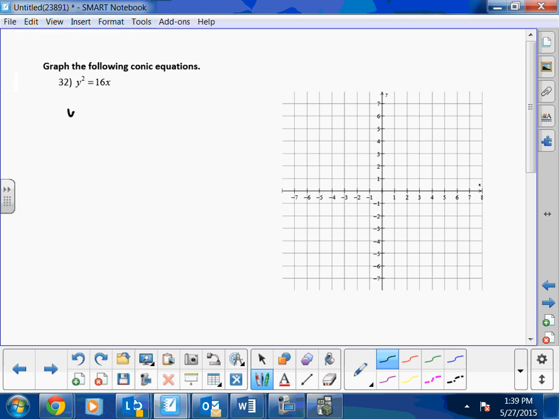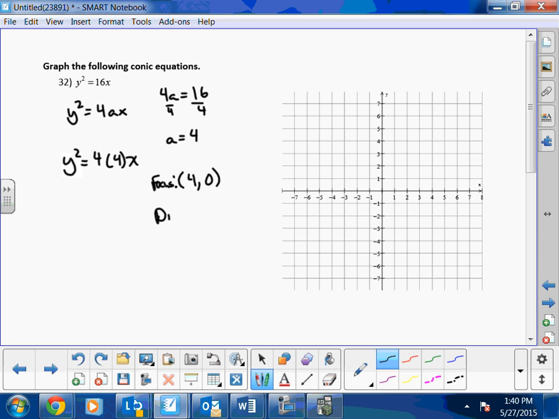But importantly, to know that this general form is y squared equals 4ax, which means that 4a is equal to 16, divided by 4, it's easy to find out that a is equal to 4. Now, why is that important? It's important because of two things. One, my focus in this scenario is going to be 4, 0. And the other thing, too, is my directrix. It's going to be x equal negative 4. It's going to be equidistant.